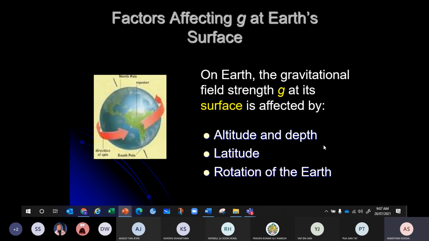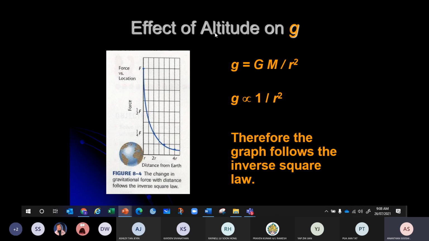Maybe some of you have gone through how these 3 factors affect gravity. First we talk about altitude and depth. Altitude and depth affect gravity. Altitude is quite clear, because in the equation GM over r squared, when r increases, meaning altitude increases, g drops. Altitude can be concluded by using the equation itself. From the equation, we can show that gravity is inversely proportional to r squared. So the greater the r, the smaller the g. So greater altitude, smaller gravity.